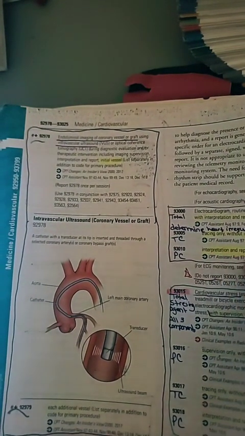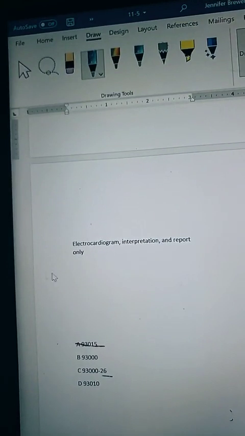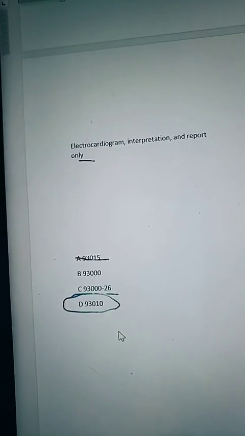And then the 10, the difference is this one has an interpretation and report only. That's the difference between the 00 and the 10. So we're just going to look in the question to see if we're going to have a report, and it does say the word only. So we're going to pick our 10, right? And move on. We're done. We don't need to look up anything else. We don't need to worry about that modifier.